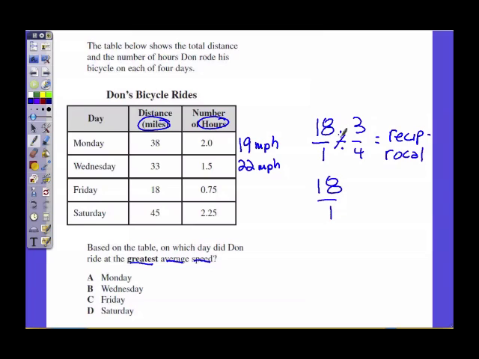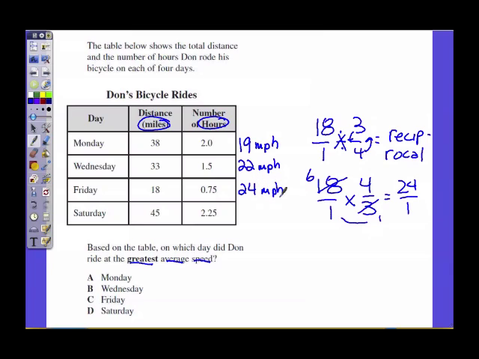Okay? So 18 over 1, the divide turns into a times sign, and then we flip the numbers and take the reciprocal, which is going to be 4 over 3. Now instead of multiplying the numbers out, we're going to cancel the numbers first. So 3 can be divided by 3, and 18 can be divided by 3 also. So that gives us 6 times 4, which is 24, over 1 times 1, which is 1.